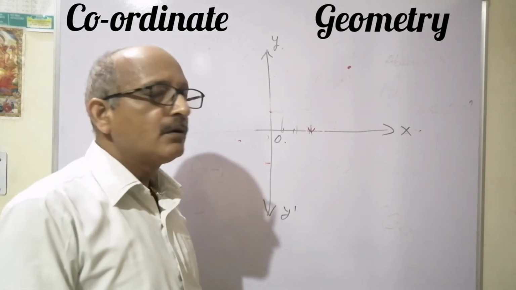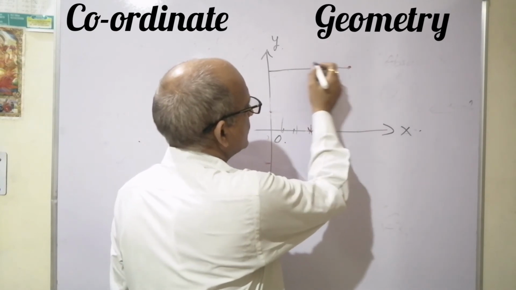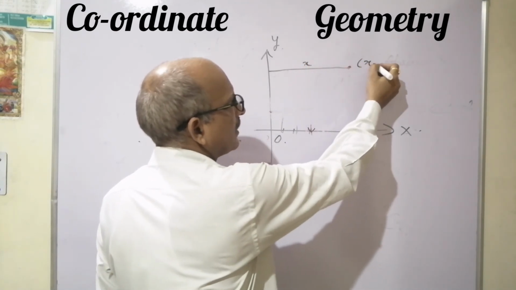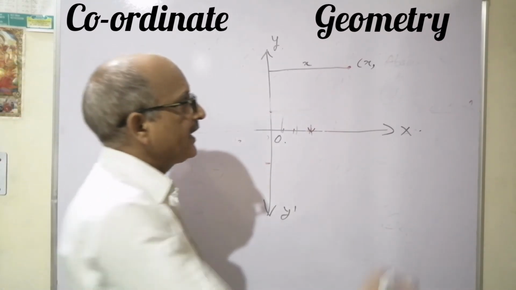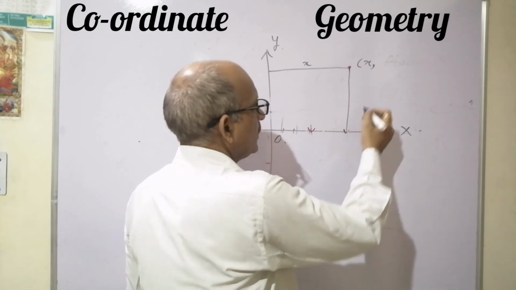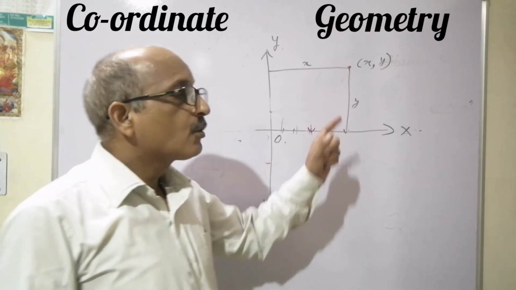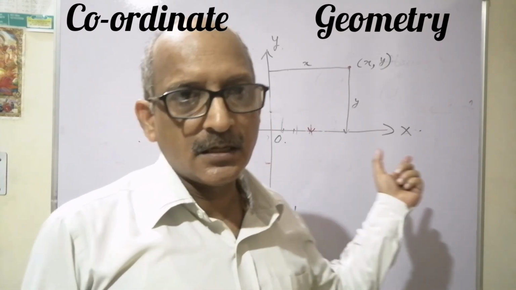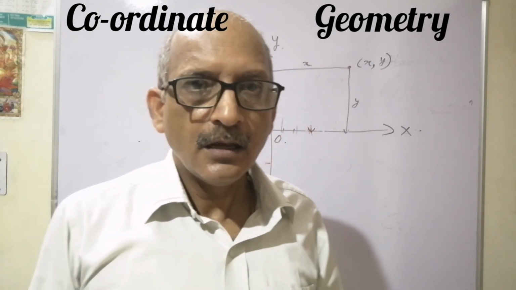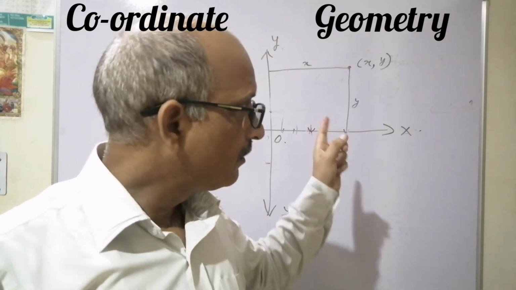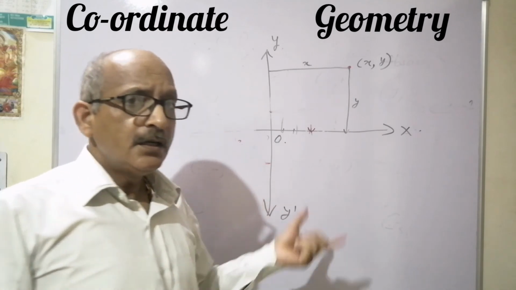To find the x value, we have to drop a perpendicular on the y-axis. Say this distance is x, so the first coordinate is x. Now to get the y value, we have to drop a perpendicular on the x-axis. Say this is y. So the coordinate of this point will be (x, y). Remember, coordinates of a point are always written in parentheses, in the smallest bracket.